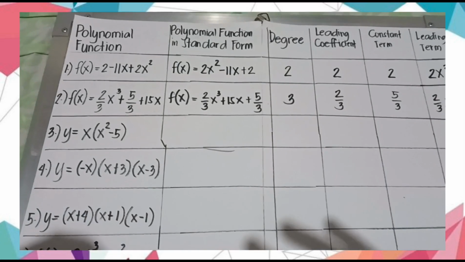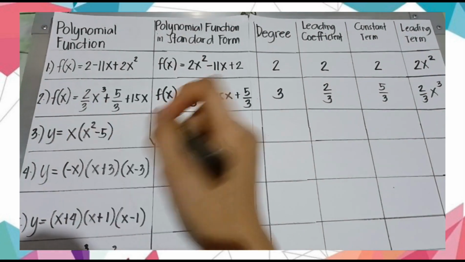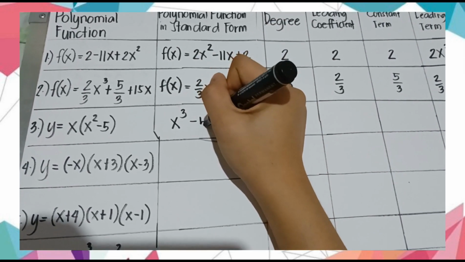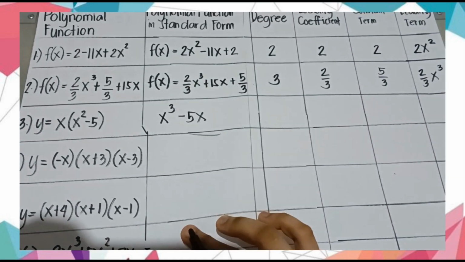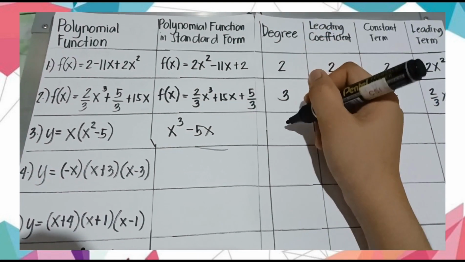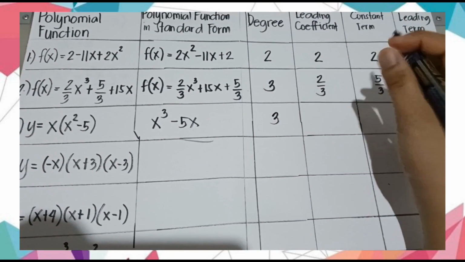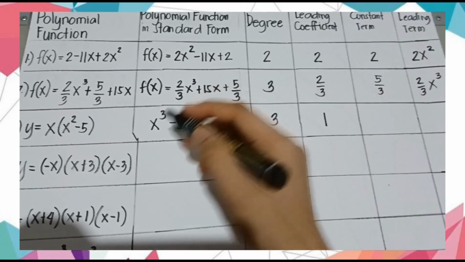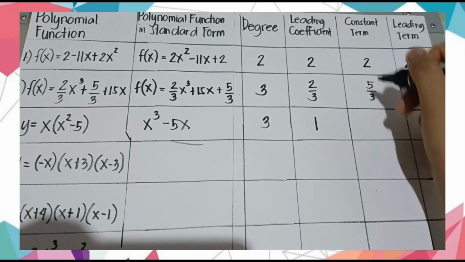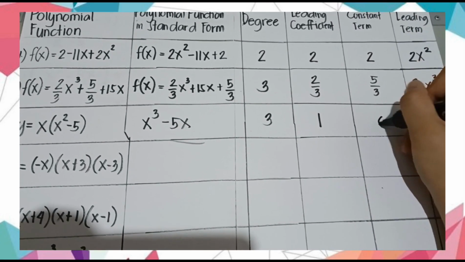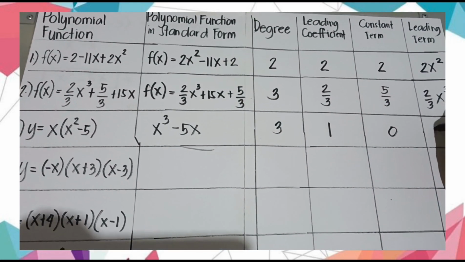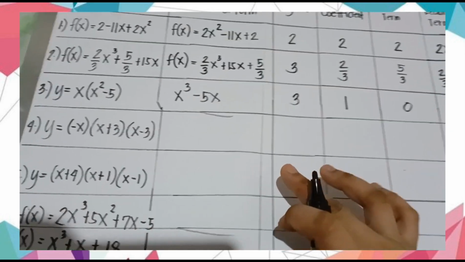So we will write it on our table. The standard form for y equals x times the quantity x squared minus 5 is y equals x cubed minus 5x. The degree is 3, which is the highest exponent. The leading coefficient is 1. The constant term is 0 because it has no constant term. And the leading term is x cubed, the term with the highest exponent.